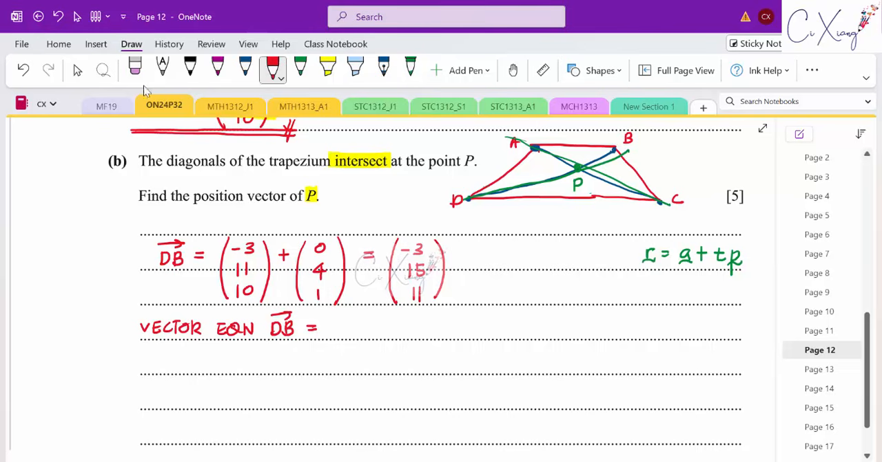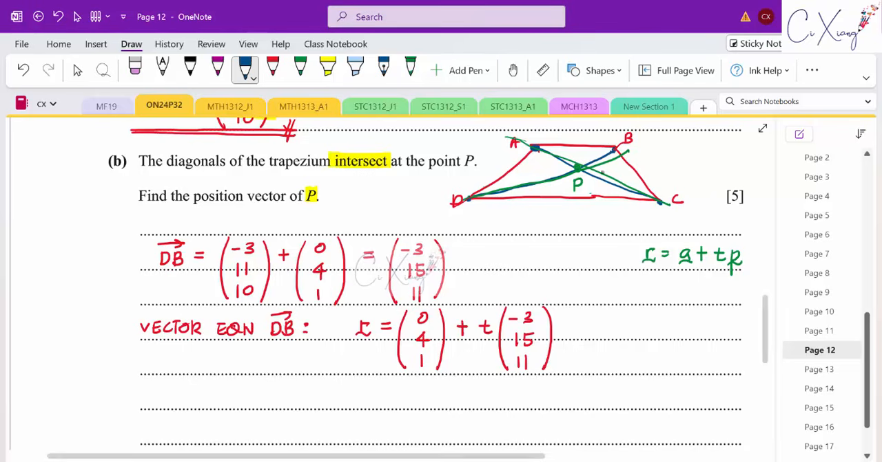So to form the vector equation of DB, I will write it out. r equals the passing point. Which is the passing point? B is the passing point of the line, D is also a passing point. I am using B for this case because the x component is 0. It might help us in solving the equation easier later. I don't know, this is how I feel. As long as I see there's a 0, usually it should be easier. Then plus tp. What is the direction of the line? The direction of the line is the vector DB, so I will just put in -3, 15 and 11. Alright, so I've got the first line.